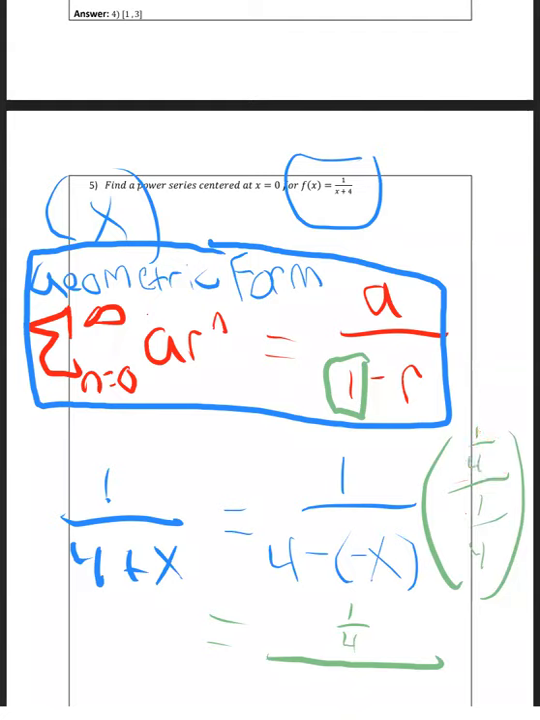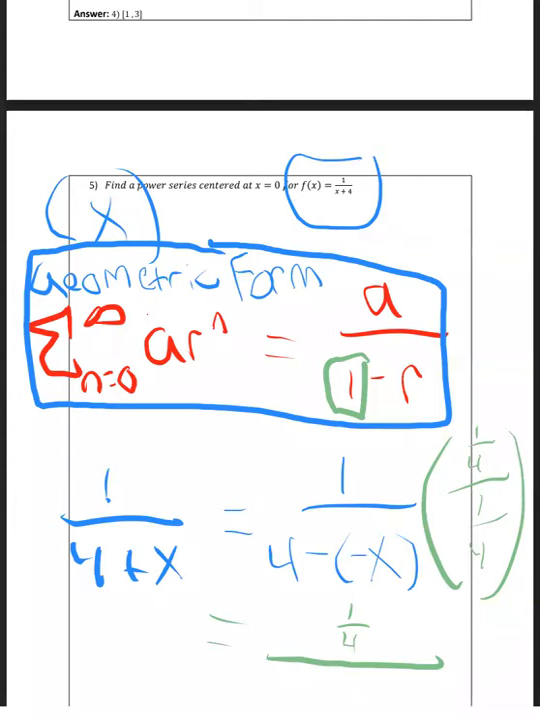Yeah, but then why did you change it from before? You used to have 1 over 4 over 4 minus negative x over 4. Say that again, Julia. Before you used to have 1 over 4 over 4 minus negative x over 4, but then you erased that and made it times 1. Well, because it's the same thing.